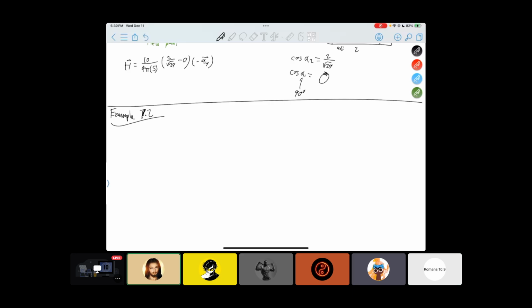All right, so what is 7.2? 7.2 looks a little more complicated. Let's see, find H due to the current filament shown below. What is the current filament shown below? Yep, example 7.2. How good are your guys' eyesight? I don't know, terrible.